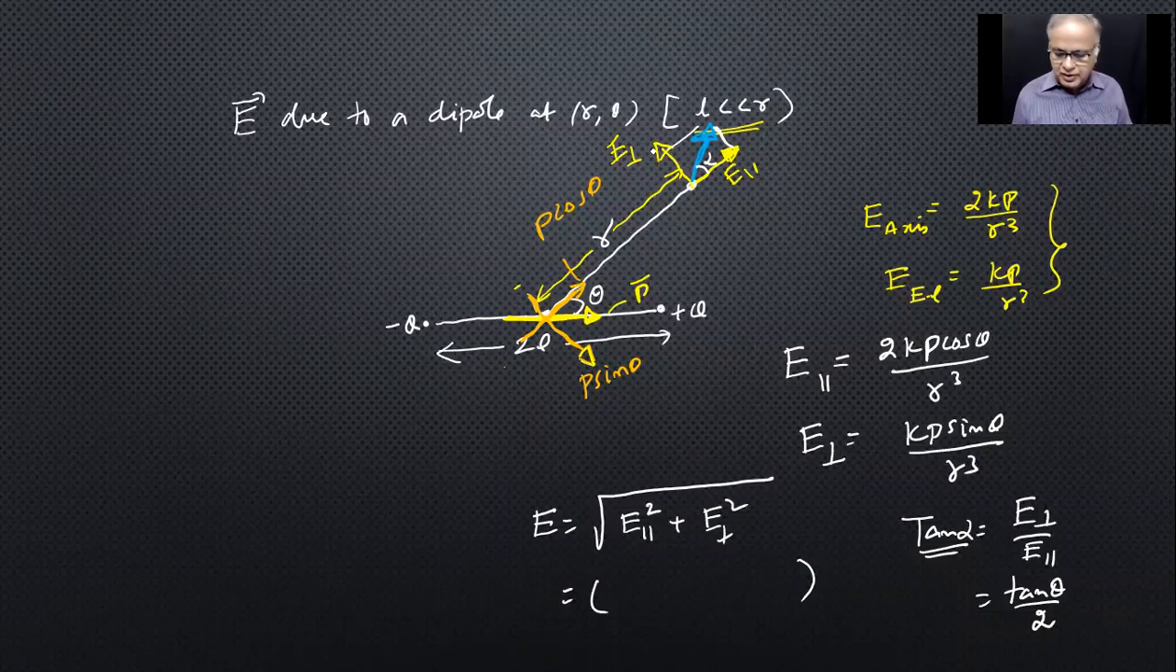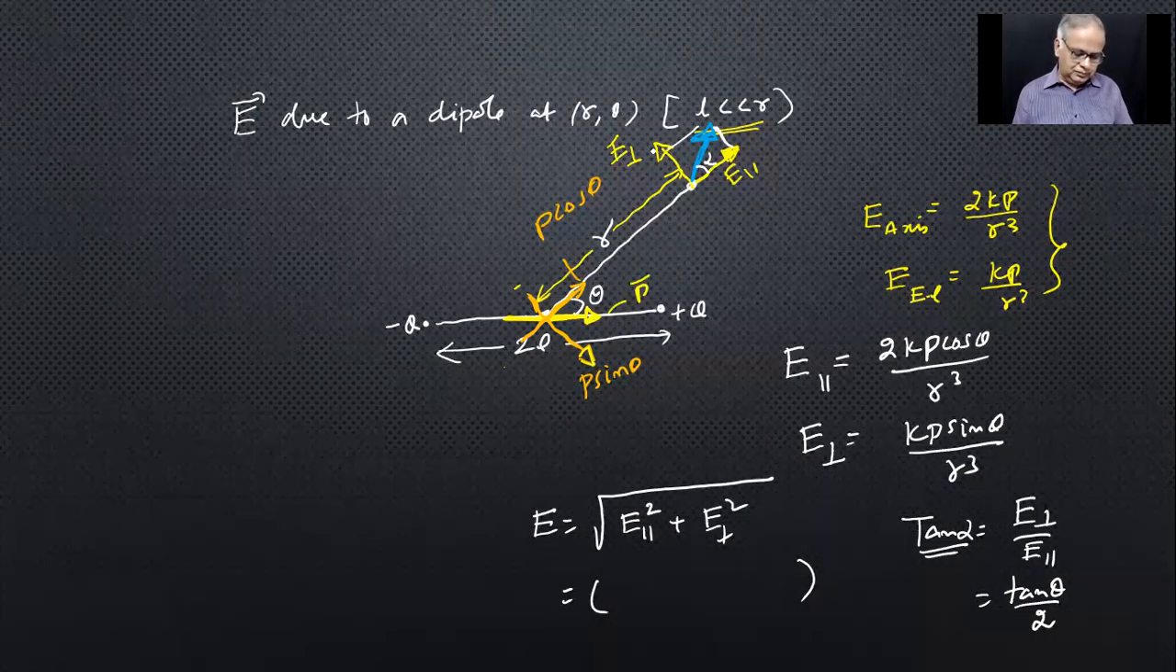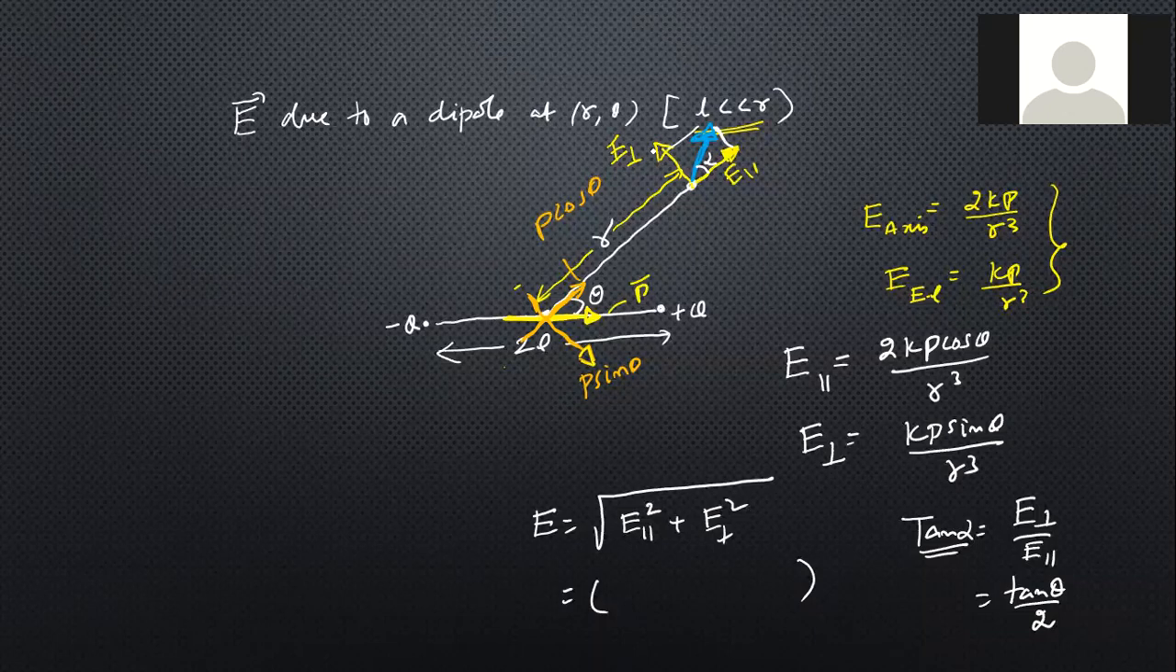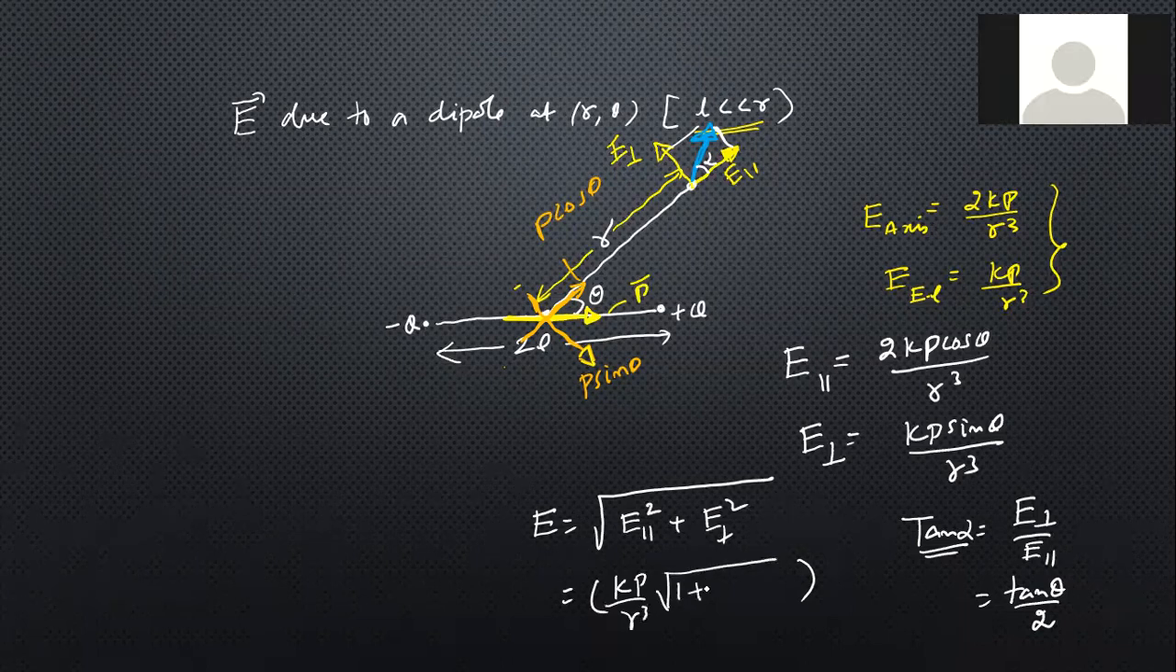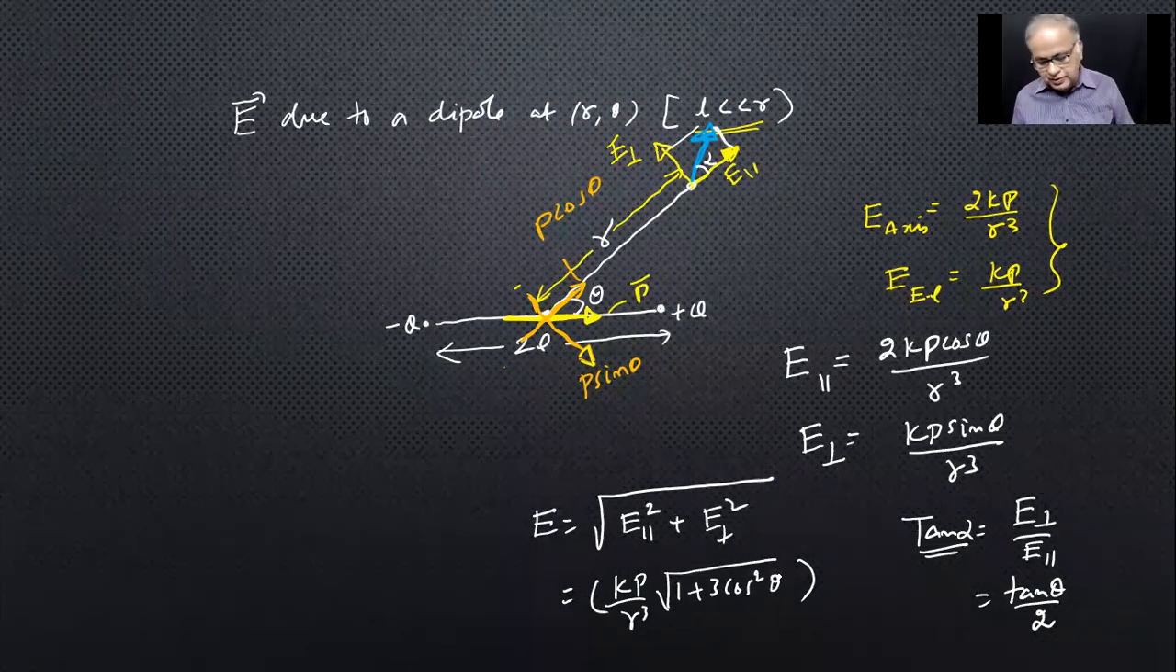So are you ready with the final answer? Kp by r cube into 1 plus 3 cos square theta. That's correct. Now this equation you can check back.